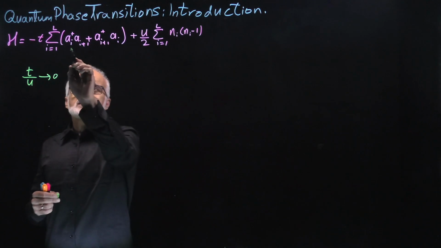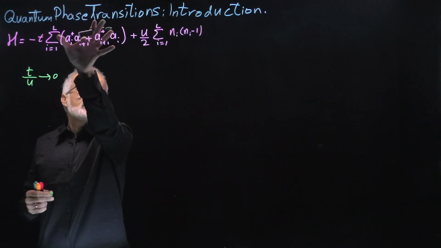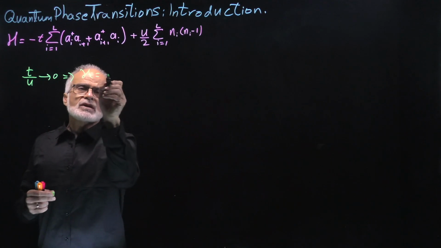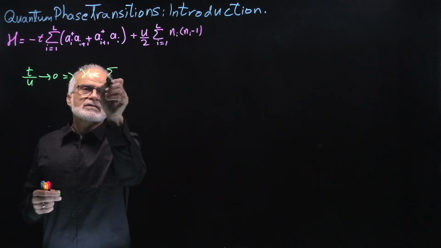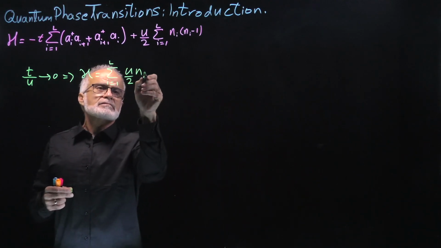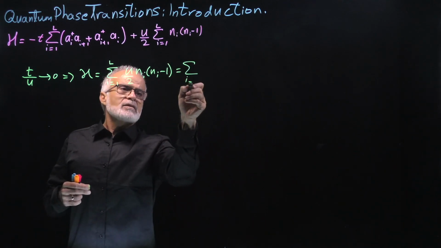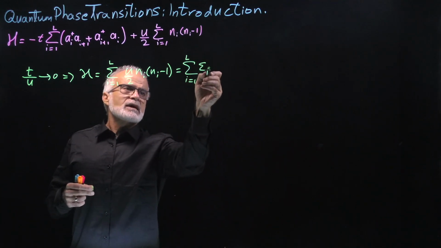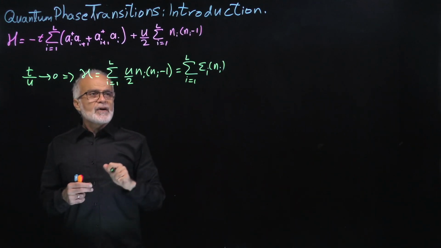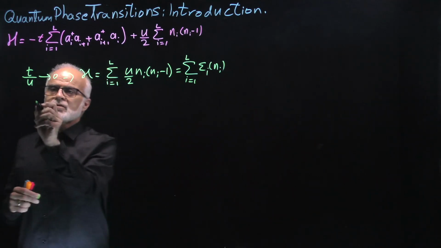If we do that, you see that the sites of the lattice are no longer connected, because the only connection between them comes from the kinetic term. So now we have a Hamiltonian which describes a collection of independent sites. So we can write it as a sum over i from 1 to L of epsilon_i of n_i. So we can calculate the energy on every site as a function of the number of particles on that site. Let's do some of those.